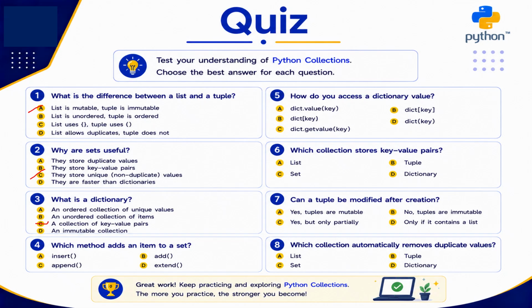Now, coming to our fourth question. Which method adds an item to a set? Insert, add, append, or extend. So the add method is used to insert a new element into a set. This is correct. Now, question number 5. How do we access a dictionary value?